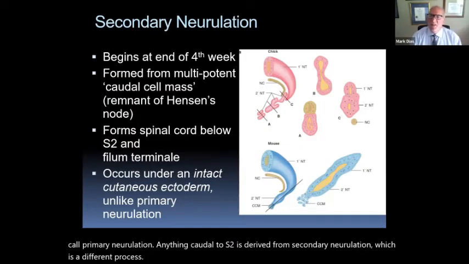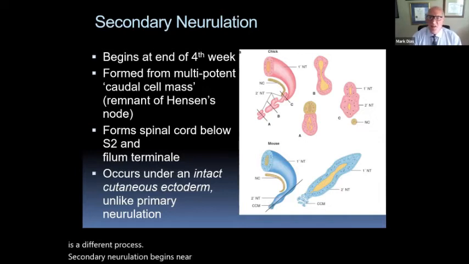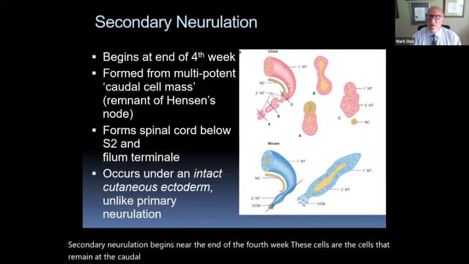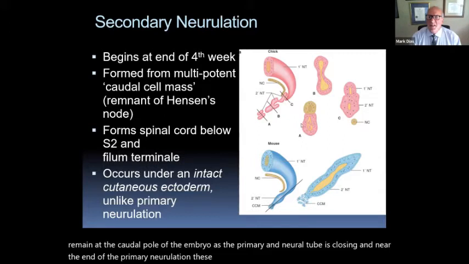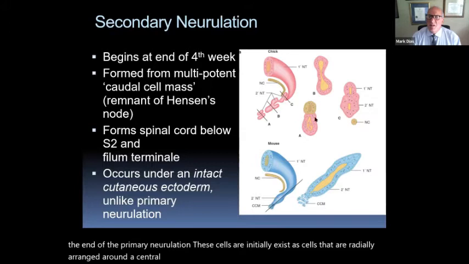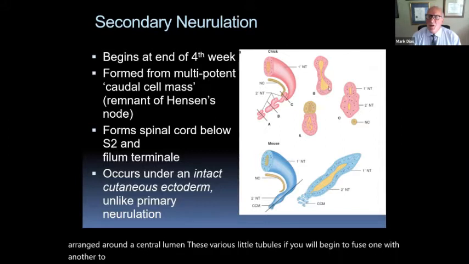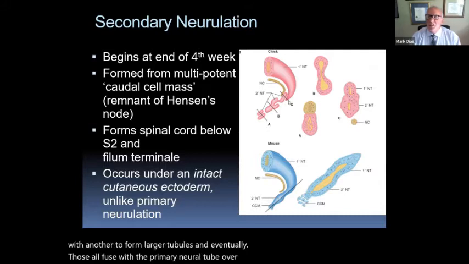Secondary neurulation begins near the end of the 4th week. These cells are the cells that remain at the caudal pole of the embryo as the primary neural tube is closing. And near the end of the primary neurulation, these cells initially exist as cells that are radially arranged around a central lumen. These various little tubules, if you will, begin to fuse one with another to form larger tubules, and eventually those all fuse with the primary neural tube over this junctional or transitional zone, which we'll talk about a little bit in a second.